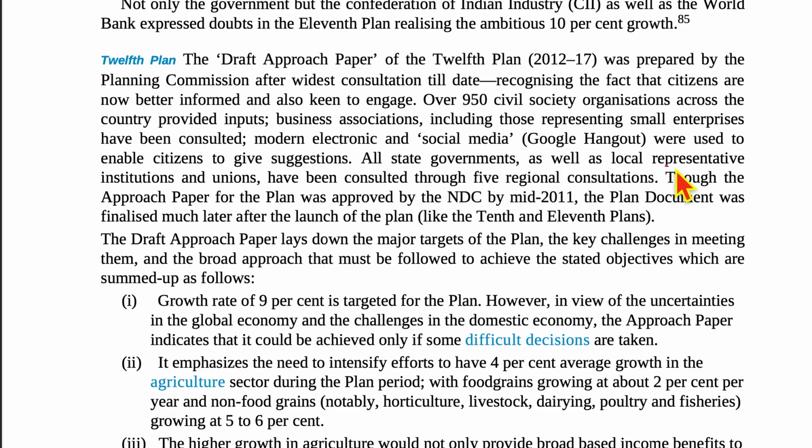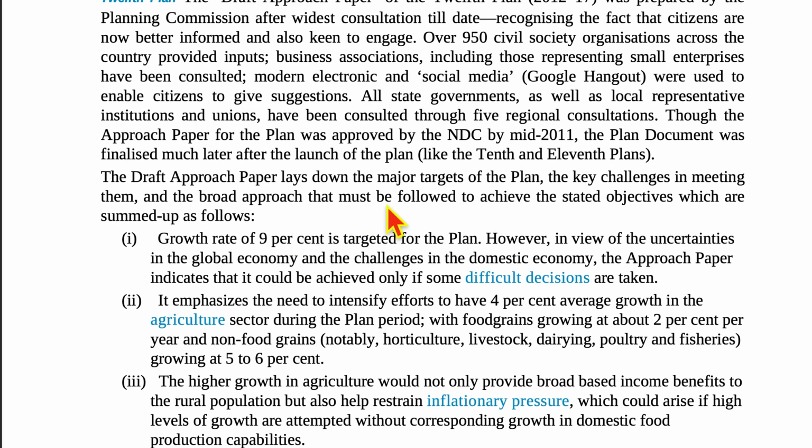All state governments as well as local representative institutions and unions have been consulted through 5 regional consultations. Though the approach paper for the plan was approved by the NDC by mid-2011, the plan document was finalized much later, after the launch of the plan, that is, of the plan like the 10th and 11th plan. The draft approach paper lays down the major targets of the plan, the key challenges in meeting them, and the broad approach that must be followed to achieve the stated objectives. So targets, challenges, and approach, which are summed up as follows.